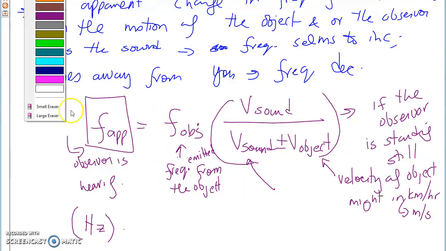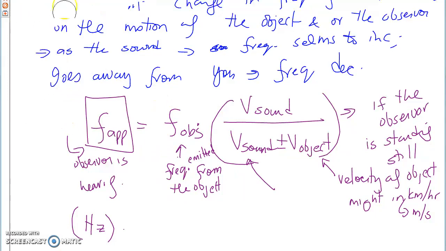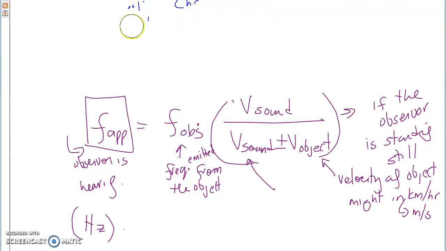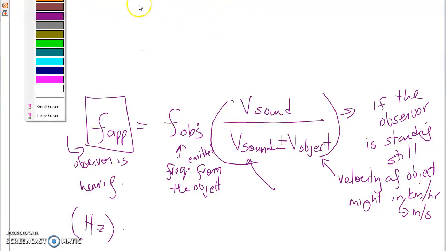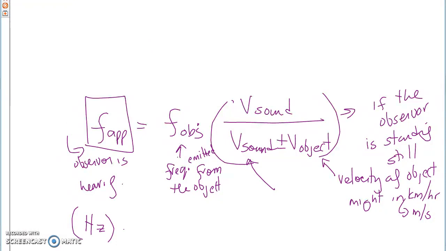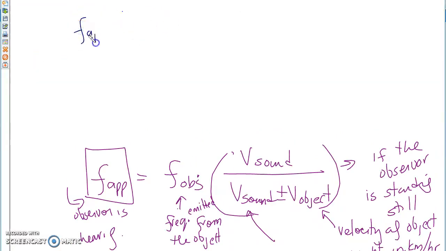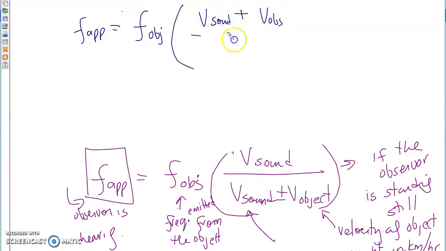The second formula that you had for Doppler effect was when either or of the two are moving. Okay, so you had F apparent, which equals F from the object. Okay, and this was velocity of sound. What was it again on the top? Plus V observer, plus minus, divided by velocity of sound plus minus V of object.